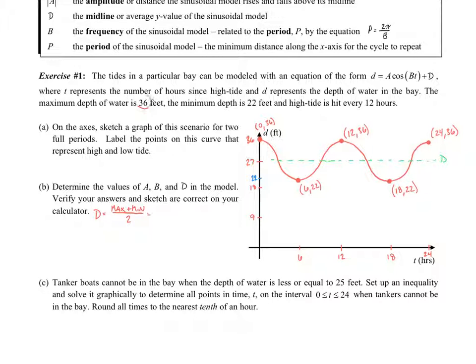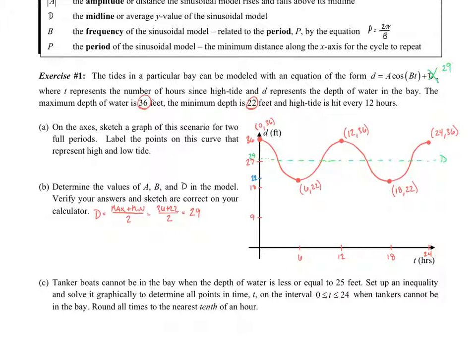So if my maximum value is 36 feet and my minimum value is 22 feet, I'm going to add 36 plus 22 and divide by 2, and that's going to give me my average. So I know now that my midline is at 29. So that tells me that, and I don't need you guys to cross it off, but I could replace that with the number 29. I figured out what D is.